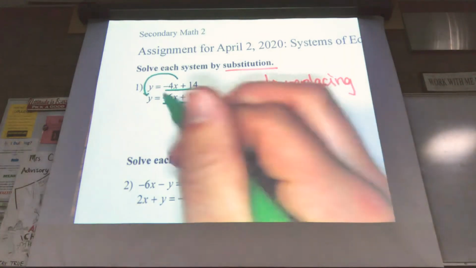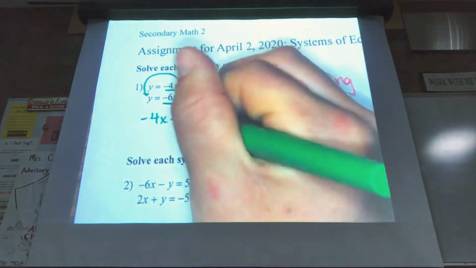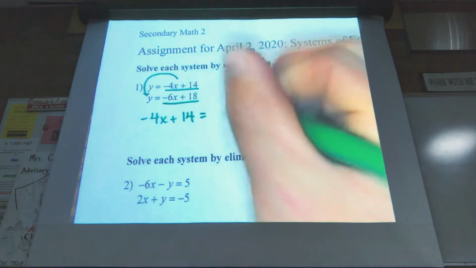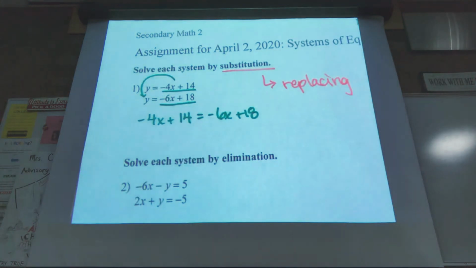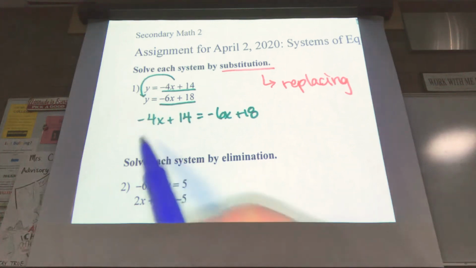Okay, so I'm going to take my first one, my top one, negative 4x plus 14 equal to my second one, negative 6x plus 18. Perfect. Now I have an equation. I have no more y's left in there, so I can solve for x. Okay? So I need all my x's to be on one side in order to solve it.